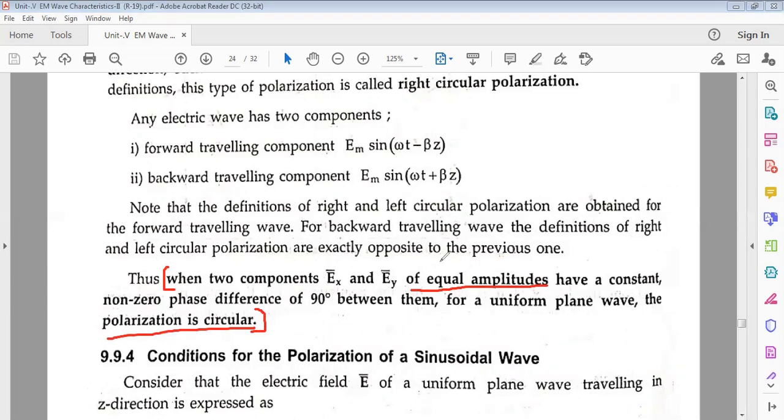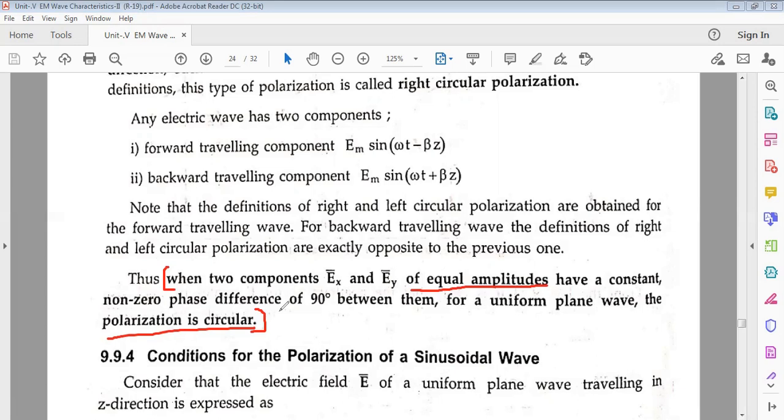But in the elliptical polarization, it is when the two components E_x bar and E_y bar of unequal amplitudes have a constant non-zero phase difference between them. For a uniform plane wave, the polarization is elliptical polarization.